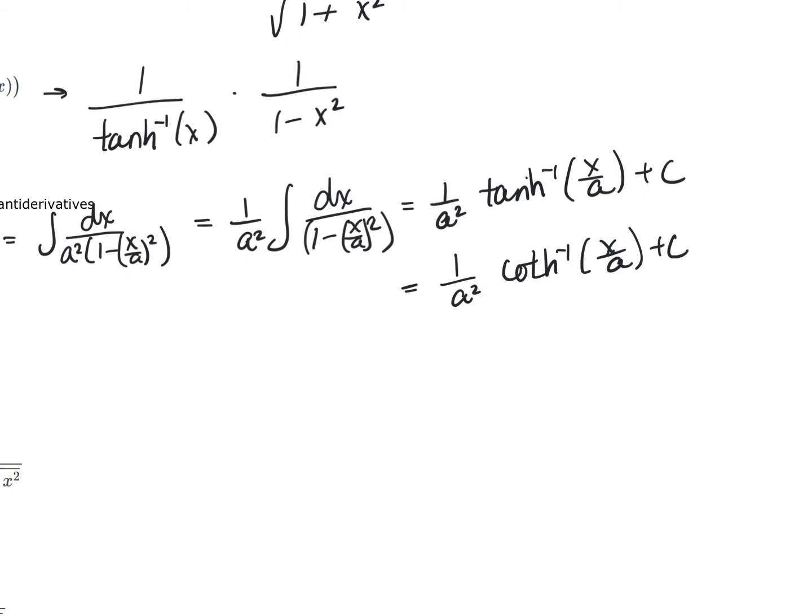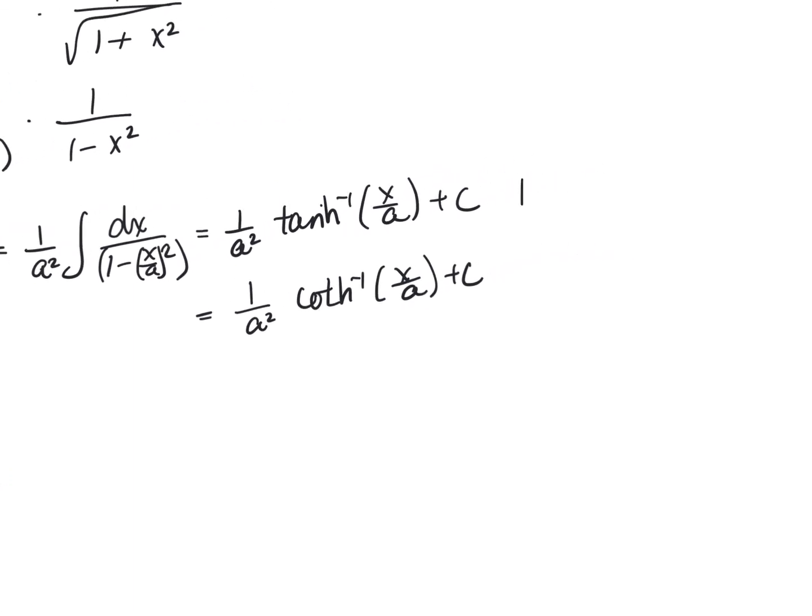And you're like, how do I know which one to use? Well, you would use this one if the absolute value of x over a is less than 1, and you would use this one if the absolute value of x over a is greater than 1. And if you're not sure, because you don't know what a is, I would recommend on the test you write down both of them. However, I will give you a better idea so you know which ones to use.